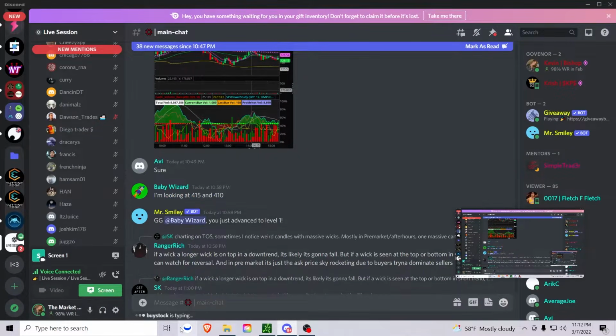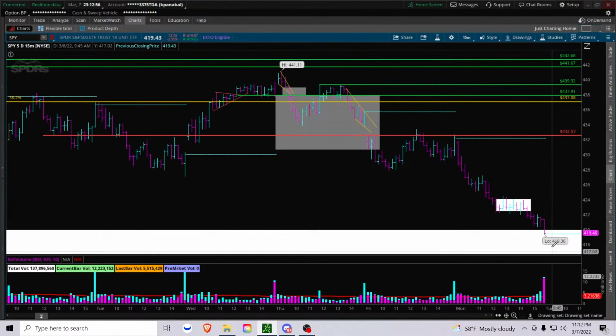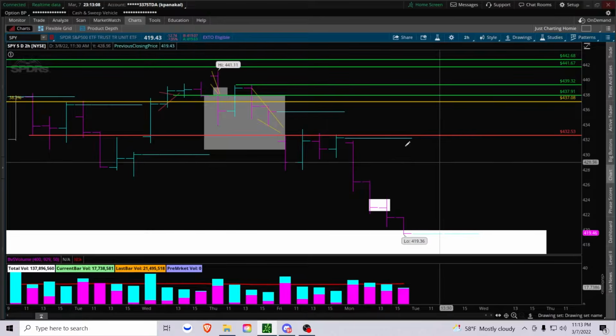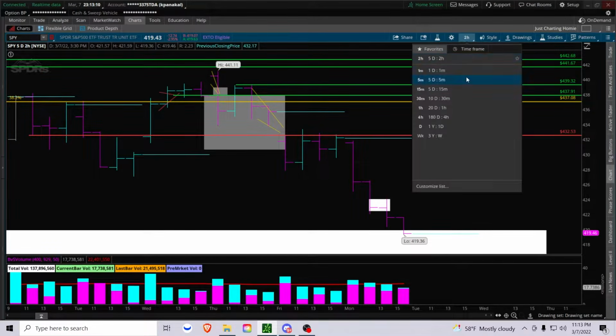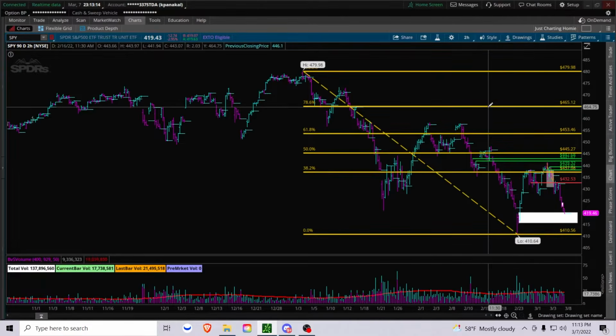Baby Wizard says he's looking at 415 and 410. I really hope that SPY doesn't reach that zone. Obviously, as you guys see in my alerts, I usually trade puts, because puts are, in my opinion, usually less risky, and I'll explain the psychology behind that.